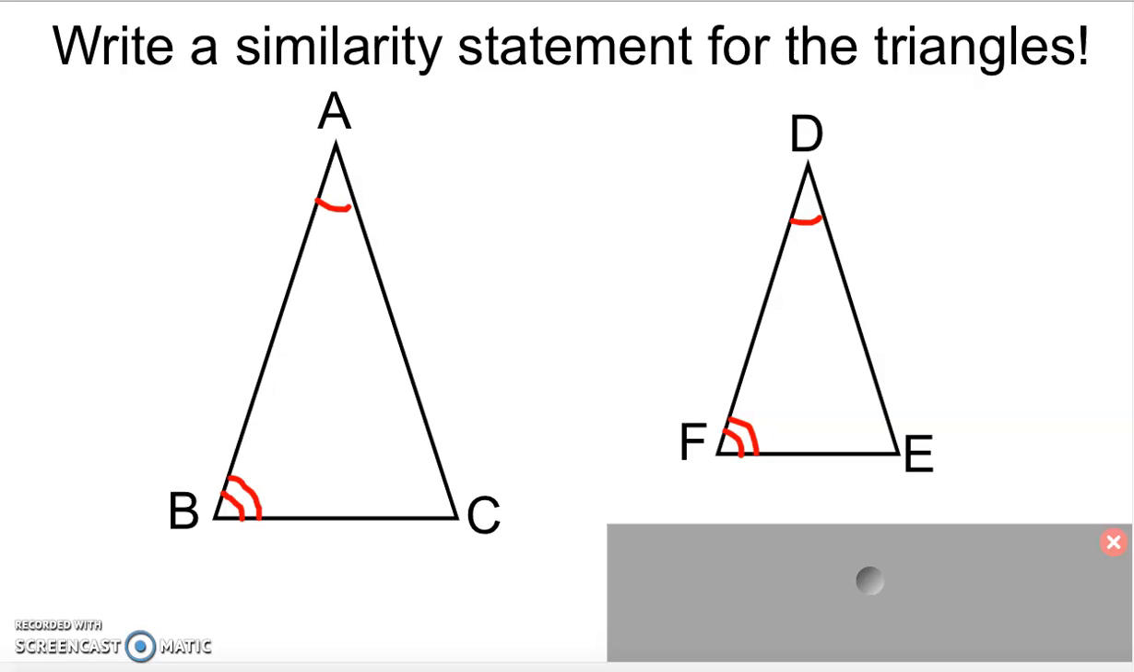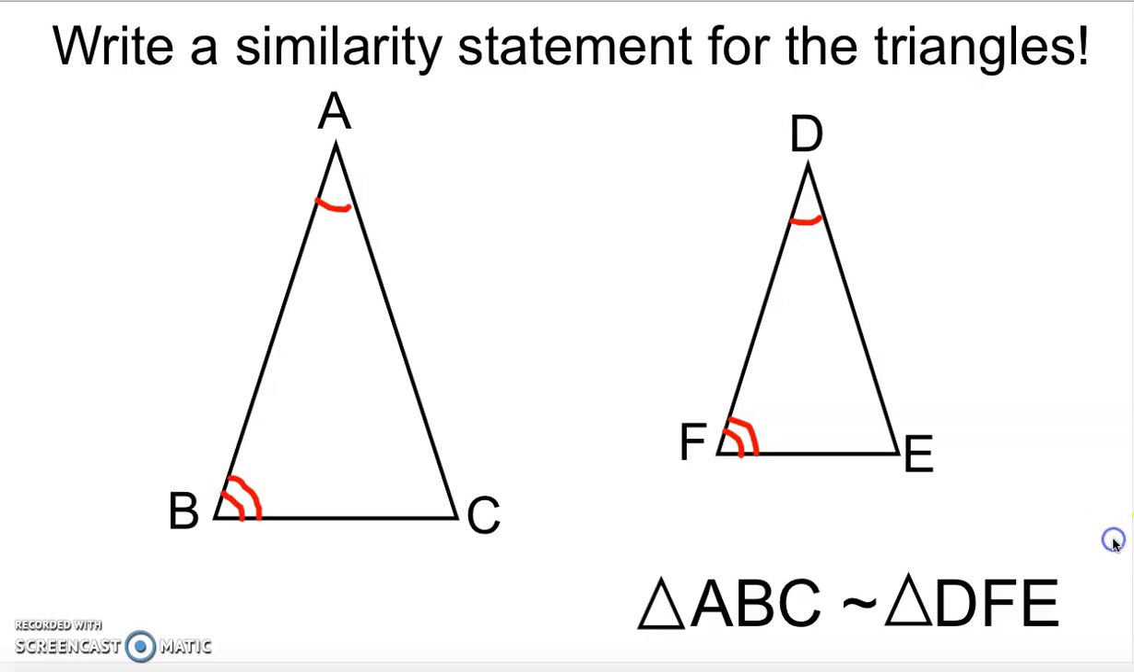So let's take a look at writing a similarity statement because that's really important. So in this case here, one of the shortcuts we have is angle, angle, and I have 2 angles marked congruent to each other. I have angles A and D congruent, and then I have angles B and F marked congruent. So I can say triangle ABC is similar to triangle DFE.